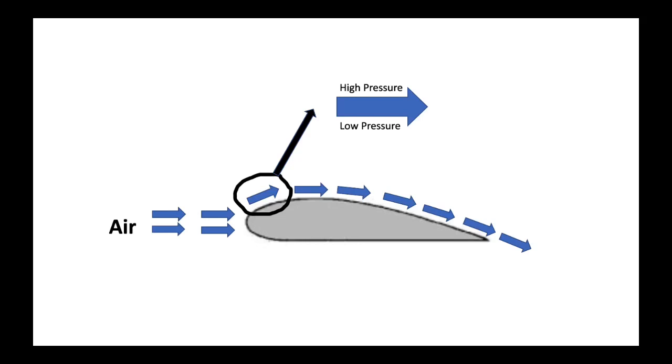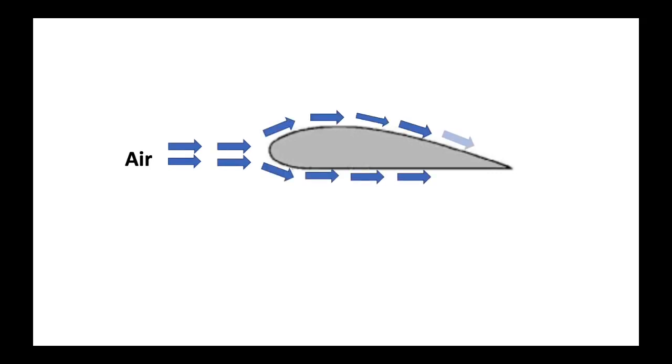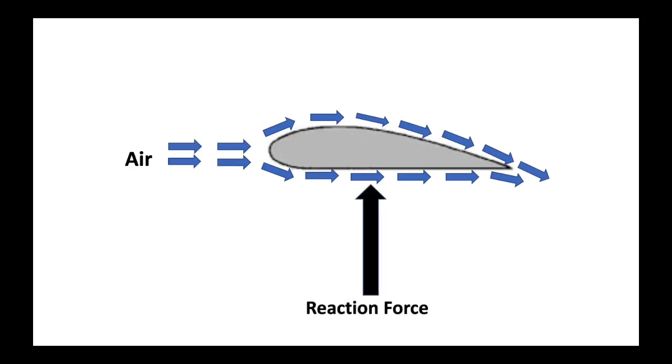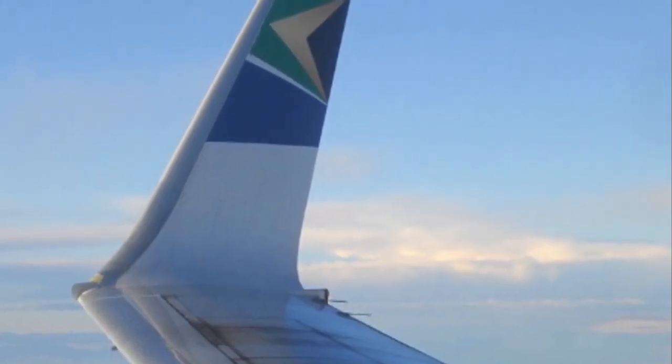Now let's see how lift is generated. When the air passes through the wings, it is pushed in the downward direction. Naturally, a reaction force is created which pushes the aeroplane in the upward direction, known as lift force, which is Newton's third law.